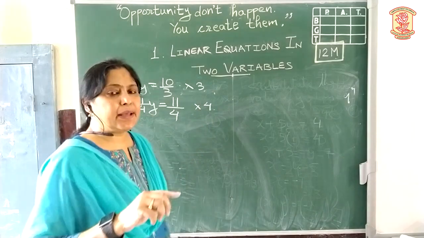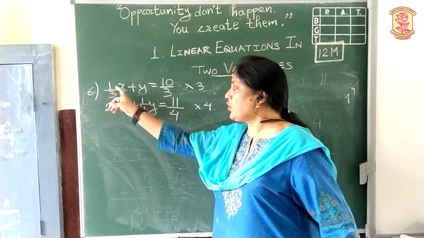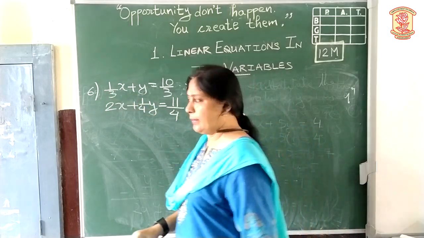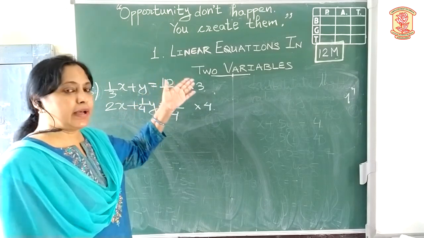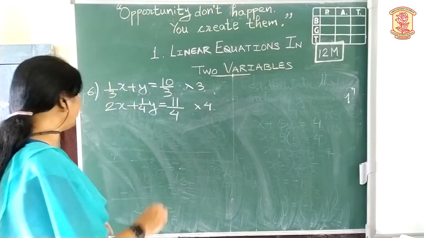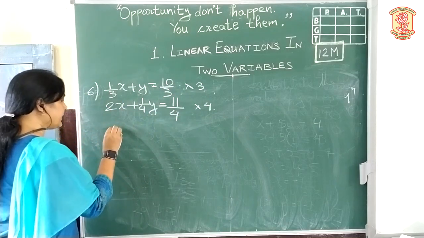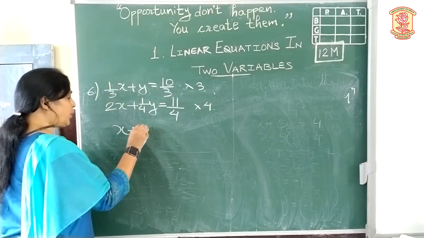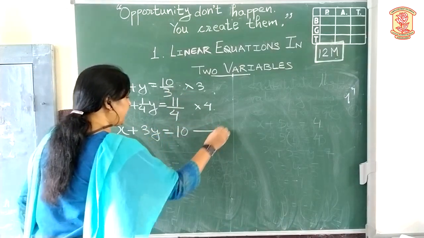Why are we multiplying the equation by 3 and 4? So that the coefficient of the variables becomes a whole number. Here they are in fractions, so we want to make it simpler. We are converting it into whole numbers. So 1 upon 3 into 3 is 3, 3 get cancelled, it is 1x, plus 3 into y is 3y. 10 upon 3 into 3, that is 10. So this becomes the first.